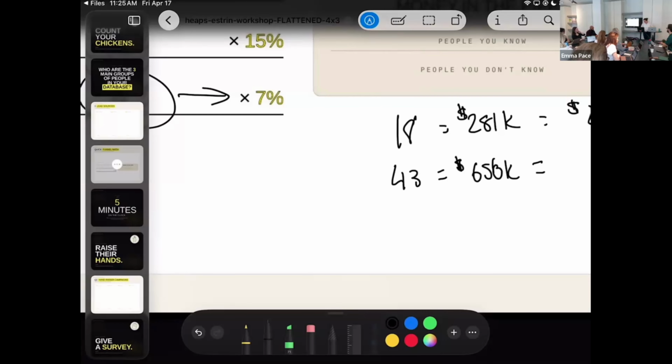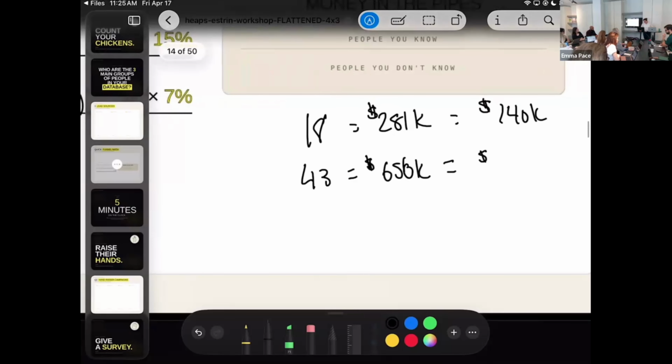So I'm going to divide that by 2. So that's 328K in a bad market that will actually probably turn over this year. So 328. So total, we have 328 plus 140K. You have about 468K in commission opportunities that already exist in your database right now.